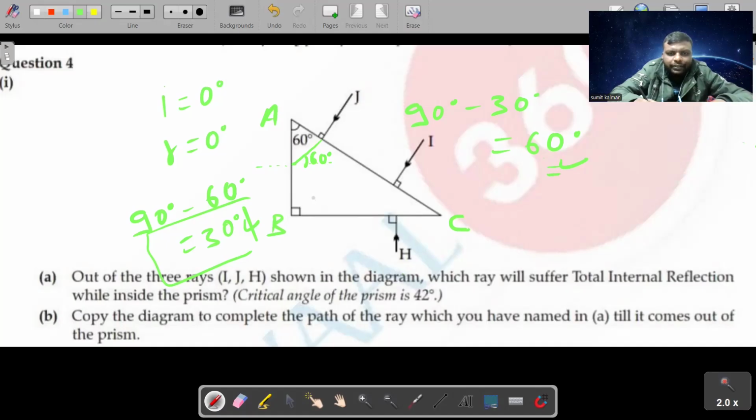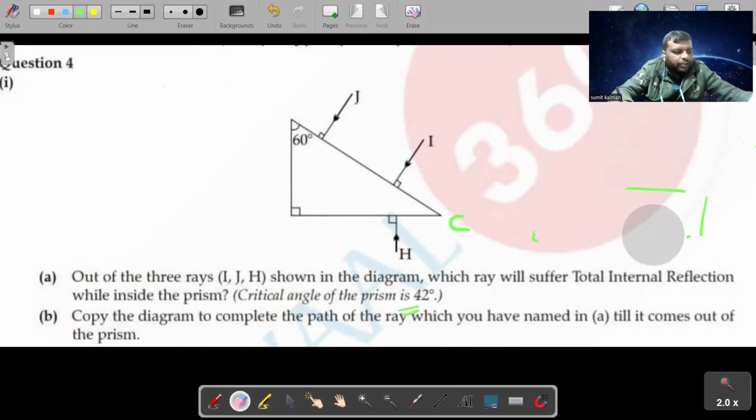So students, here i is greater than the critical angle, and this critical angle is given as 42 degree, and here angle of incidence we have calculated is 60 degree. So here i is greater than C, so the ray J will suffer total internal reflection. So now we will see for rays I and H.